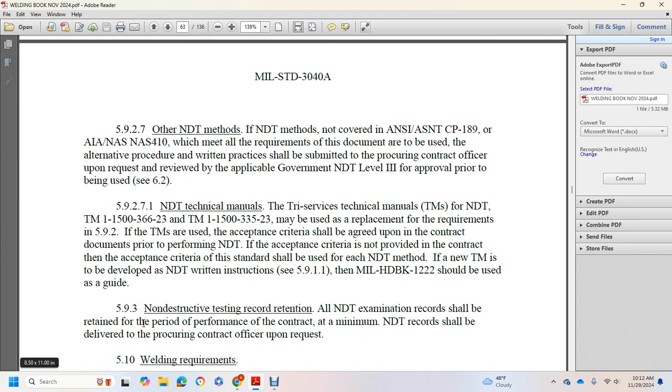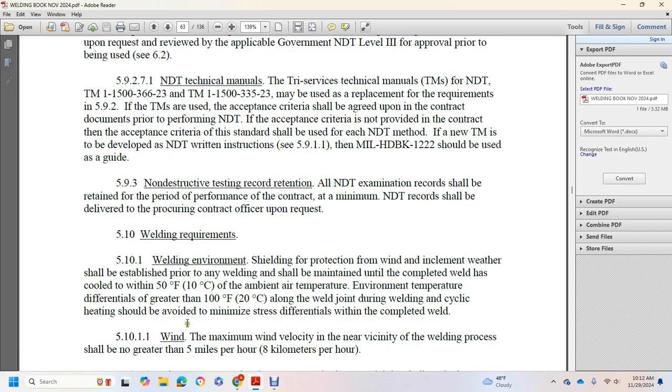If new technical manuals develop a non-destructive test method, written instruction, Military Handbook 1222 shall be used as a guide. Non-destructive testing recording retention: all non-destructive testing examination records shall be retained for the period of performance of the contract. Minimum non-destructive testing records shall be delivered to the procuring contracting officer upon request.